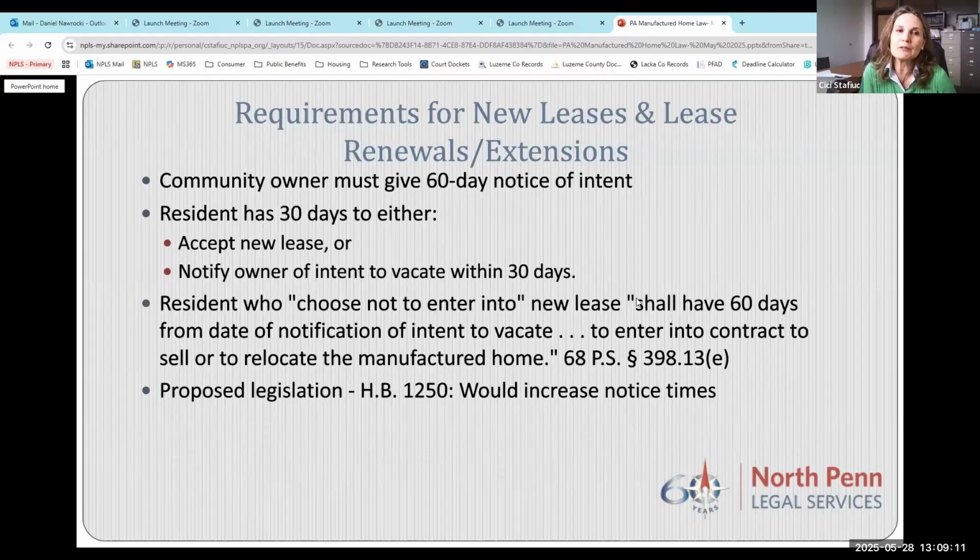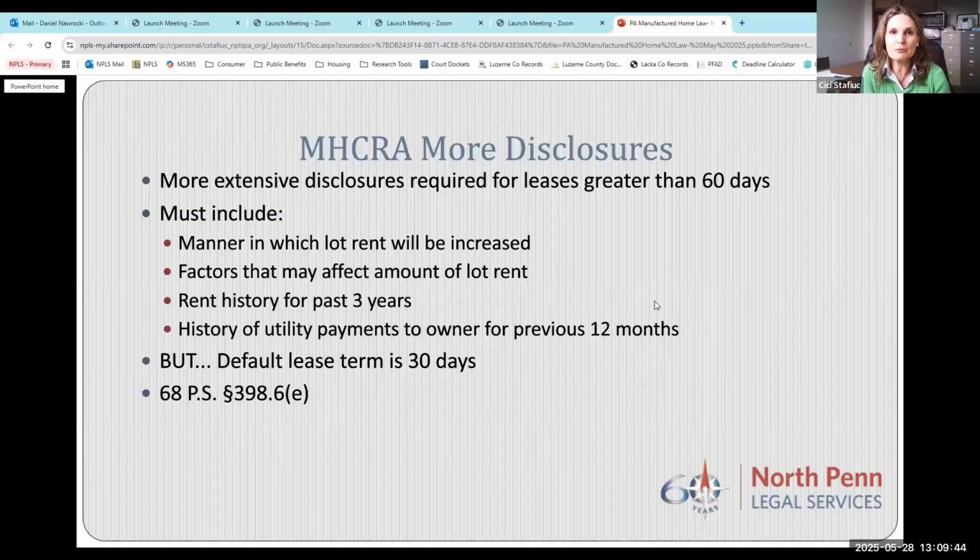Now, we wanted to add some other issues that might show up in manufactured home cases, which I already discussed: the requirements for a new lease, lease renewal and extension, and the fact that the community owner must give 60-day notice of intent, and the resident has 30 days to accept or notify the owner to vacate, and then another 30 days to relocate. There's also proposed legislation that would increase notice time. It's the same legislation that's in the House right now, but we're not sure what's going to happen with that.